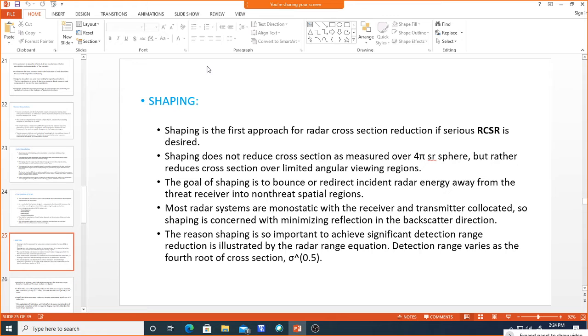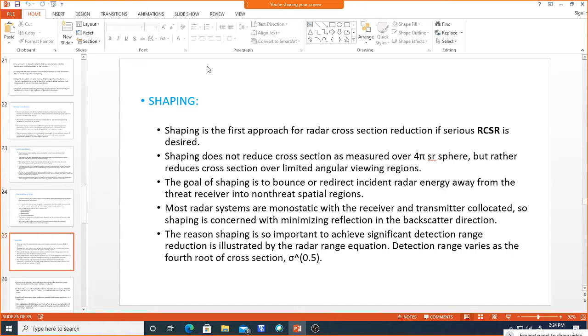So the shaping can be done in such a way that we take care of these threat regions and non-threat regions, and accordingly we have to shape the structure or whatever system we need to shape. And most radar systems are monostatic, because they use a single receiver and single transmitter for transmitting and receiving. So shaping is concerned with minimizing reflection in the backscatter direction.